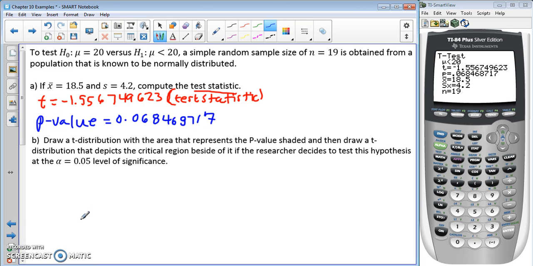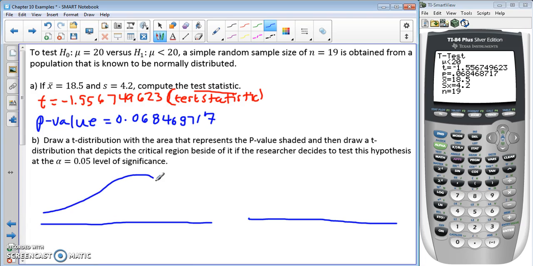if the researcher decides to test the hypothesis at the alpha equals 0.05 level of significance. So we have two distributions here. So our bell-shaped curves and our region here.